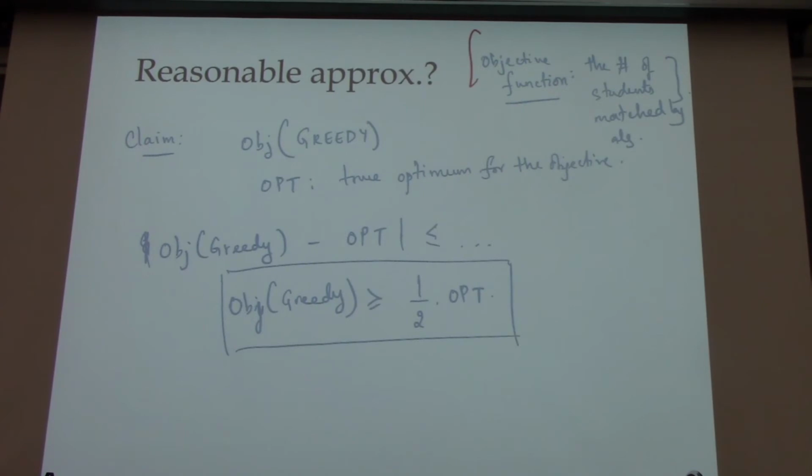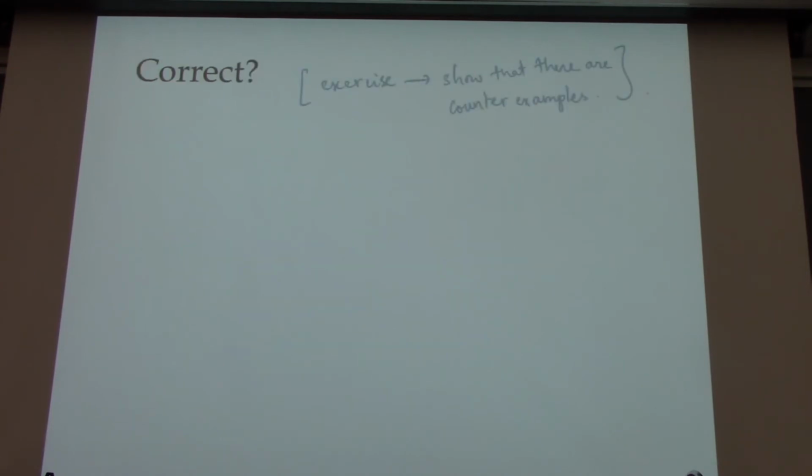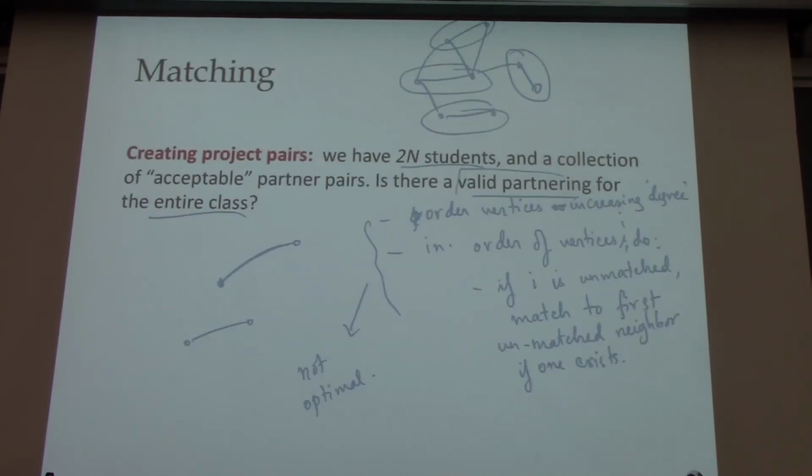Okay, so how would you prove such a statement? That the objective value of greedy is at least half the optimum? The optimum would always be, if n is even, then it's always true. Anyway, the number of nodes is 2n, so it's always even.